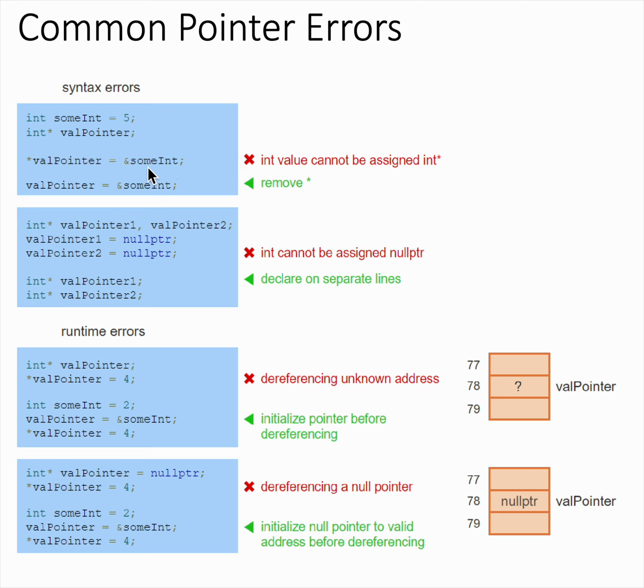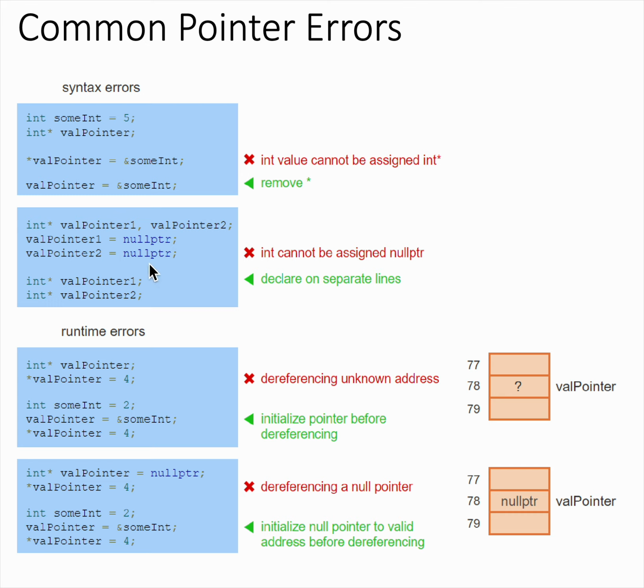This is incorrect because val pointer is a pointer, and we're assigning val pointer, which is a pointer, to a type of int, which is incorrect. When we're dereferencing val pointer, we're basically getting the value of some int. However, val pointer is a pointer and some int is an int. There we have a type mismatch. Therefore, in order to prevent this type of error, we need to remove the dereferencing operator so that we're storing the actual memory address and not the int itself.